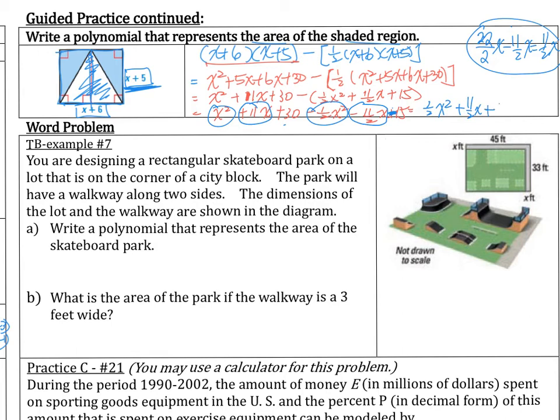So it should be plus 15. And then the final answer. So when you are distributing here with the negative 1, please be careful. Don't forget to change your signs. I forgot to do it here. Okay?